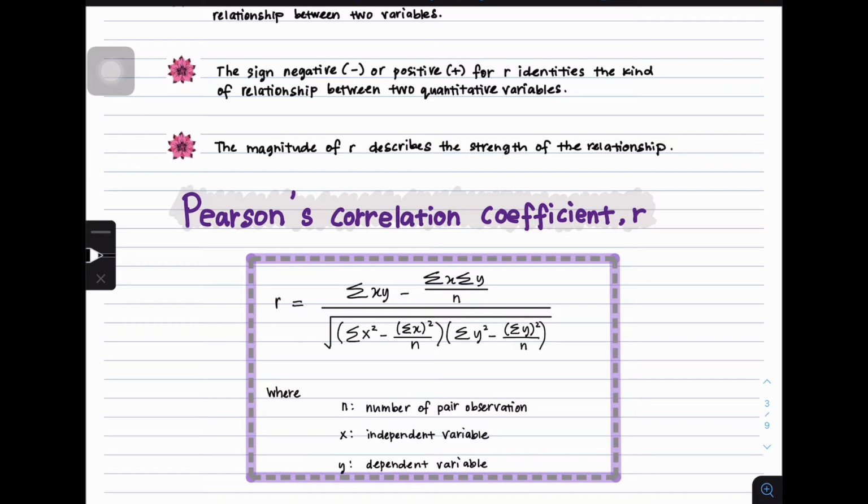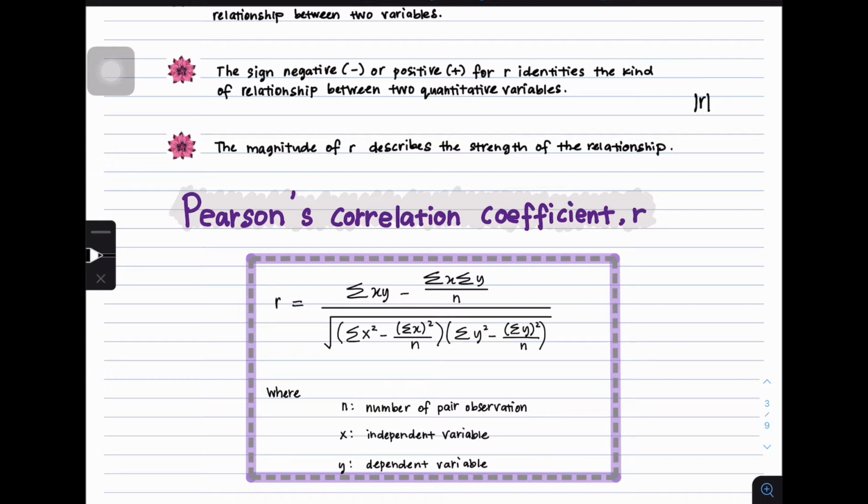And then the magnitude of R, magnitude ni adalah modulus of R lah. Okay, the magnitude of R describes the strength of the relationship. Okay, magnitude of R describe sejauh mana, sekuat mana dia hubungan antara dua variable tu. So how can we find the value of Pearson correlation coefficient R is by using this formula, where the first one we have the summation of X and Y.